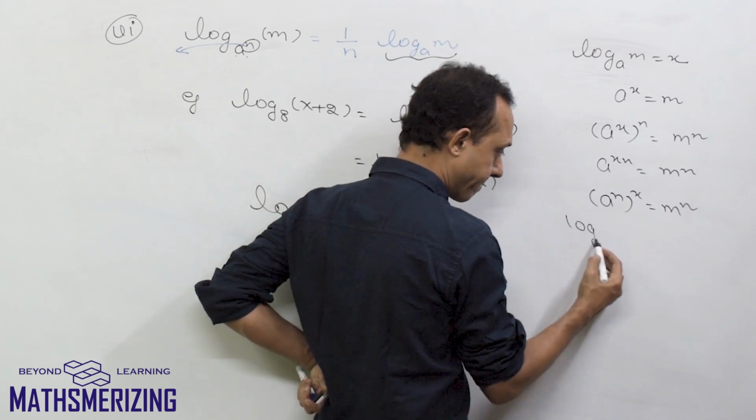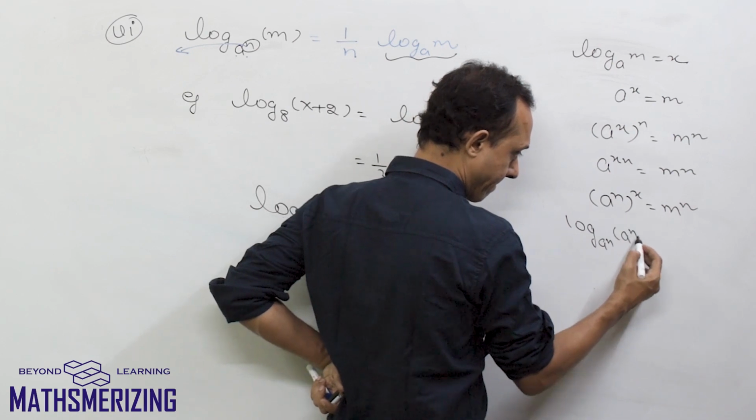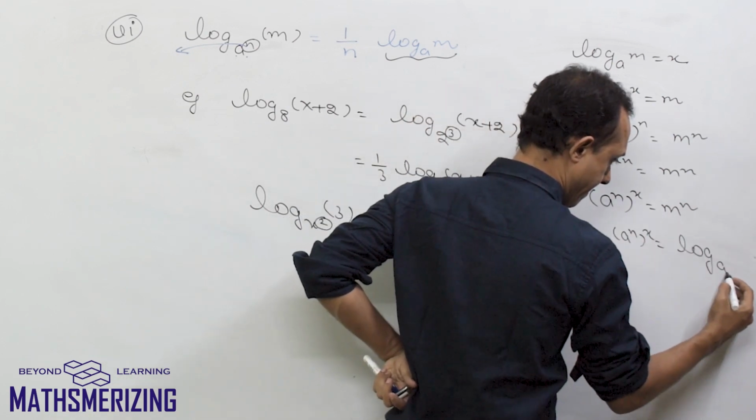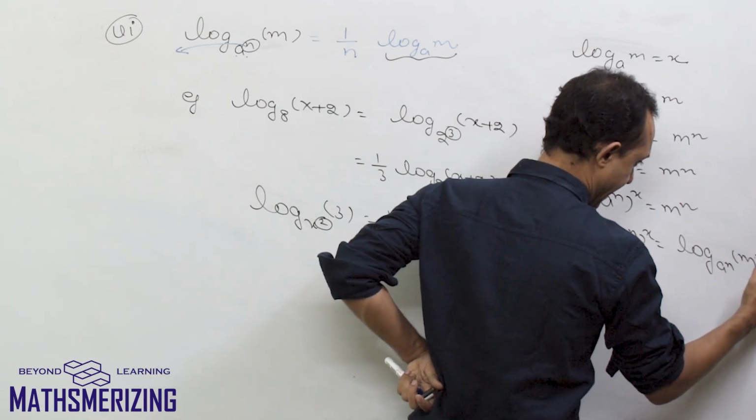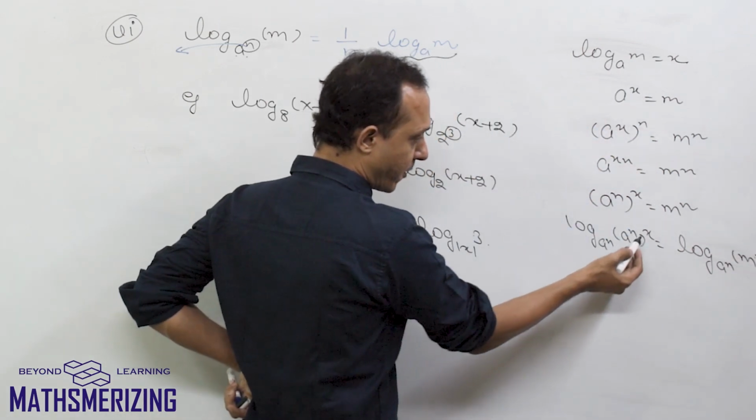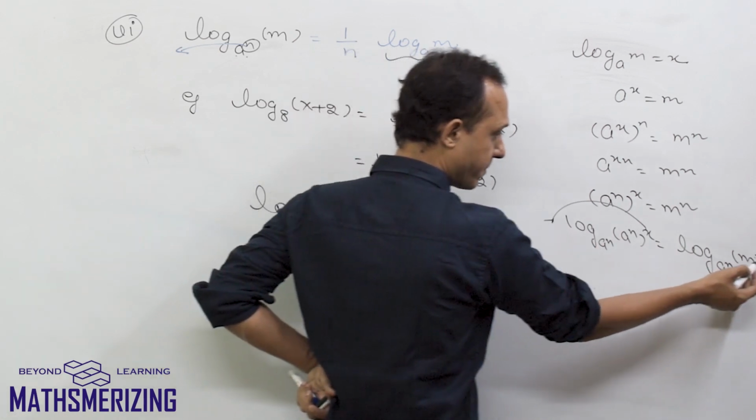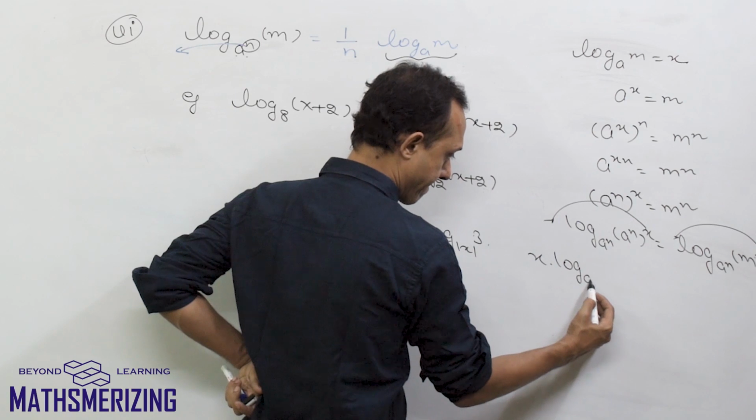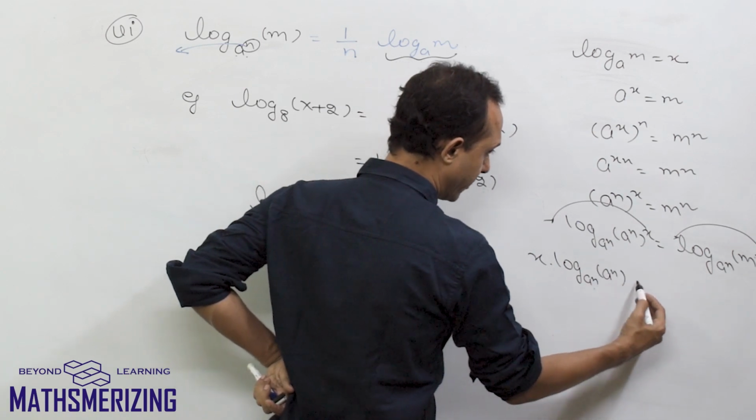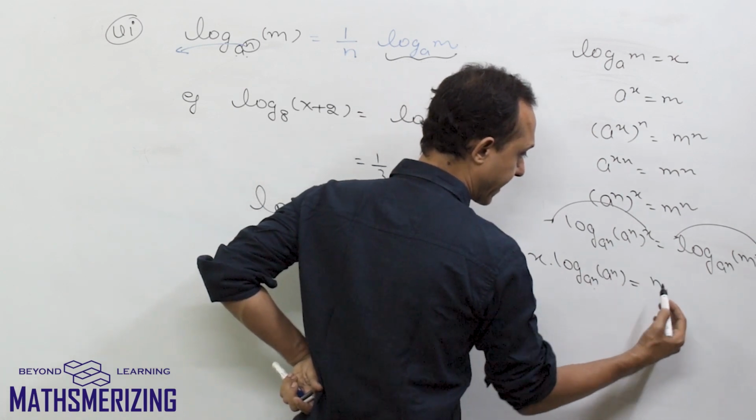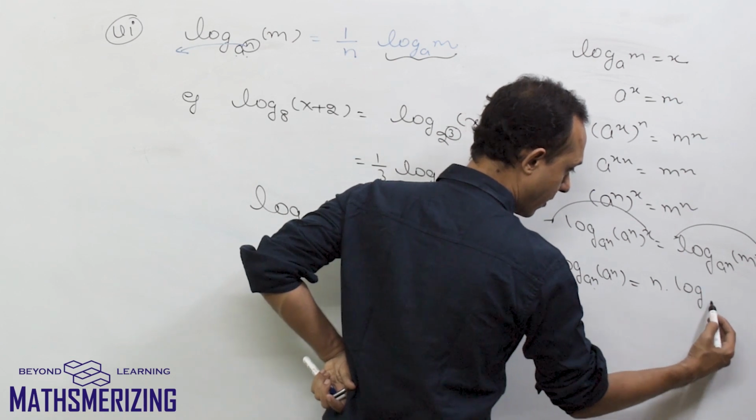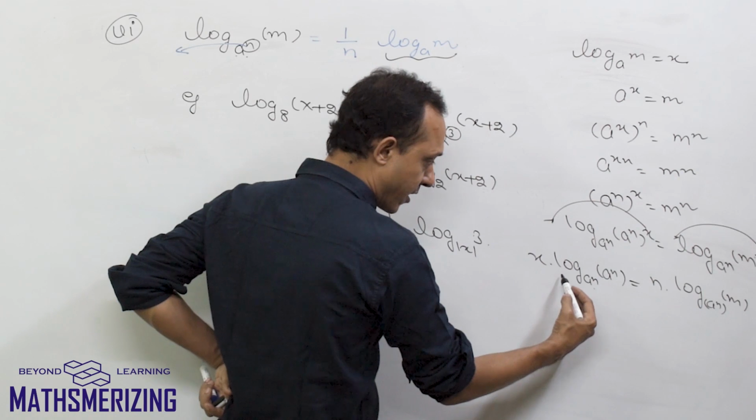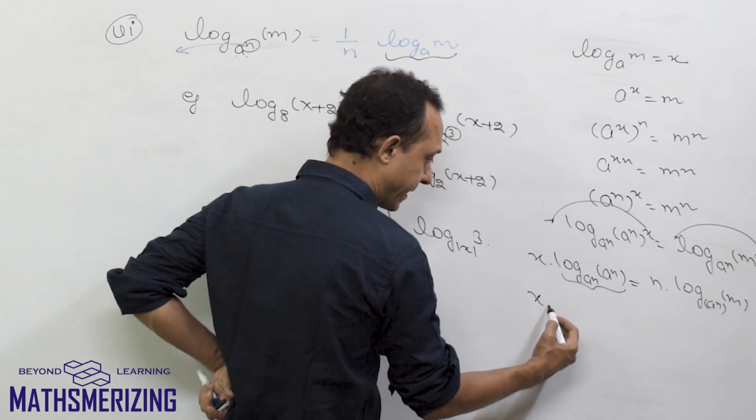Now if I take log both sides to the base a to the power n, I can simply write it as log a to the power n into x, equals log of m to the power n, base a to the power n. Now the property says I can take this out. So I can write it as log a to the power n base a to the power n, and in this case, I can write n log m to the base a to the power n. Now log a base a is 1, so this is simply x.